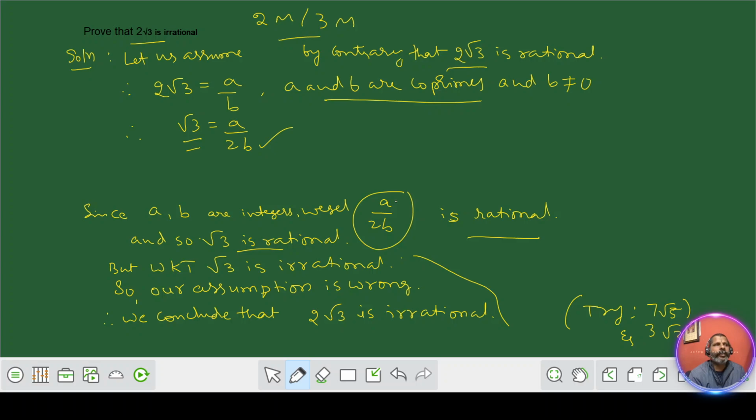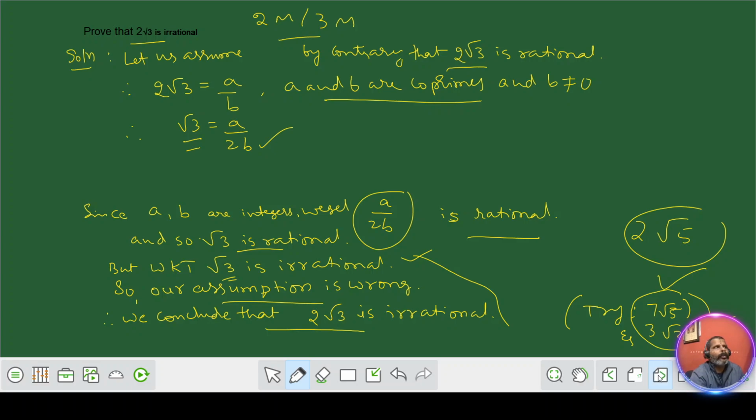We know that root 3, whatever root we have here, as per the question, we write that. When I say same, it doesn't mean root 3 in every question. If it is 2 root 2 or 5 root 3 or 3 root 5, it will become root 5. Okay. So we know that root 3 is irrational. So our assumption is wrong. We conclude that 2 root 3 is irrational. You can try for 7 root 5, 3 root 2. You can write 2 root 5 the same way.